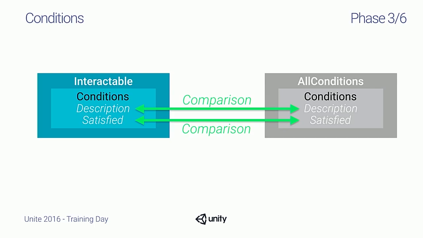Once we've done that, we can check whether the satisfied condition matches. So we know we've found the condition that we want to check. Does the state of that condition match the global state of the game? For example, if we wanted to check whether the coin had been collected, we will look in the all conditions, in the assets, where there will be a coin has been collected condition, and it's storing whether it has been satisfied or not. That's the global condition of the game.